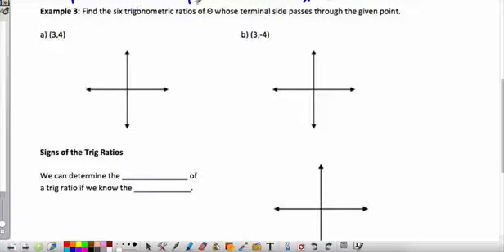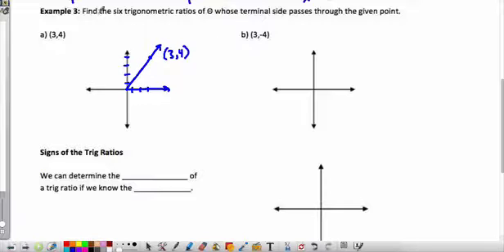So find the 6 trigonometric ratios of theta whose terminal side passes through the given point. All right, so let's plot this point. We have 1, 2, 3, and we have 1, 2, 3, 4. All right, so here's our angle. The terminal side passes through that point right there, which is (3, 4).